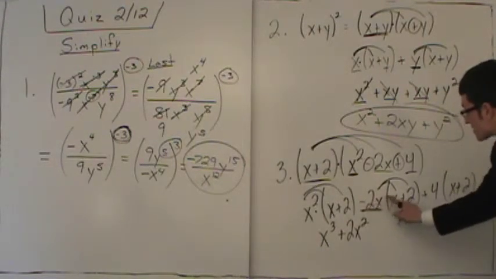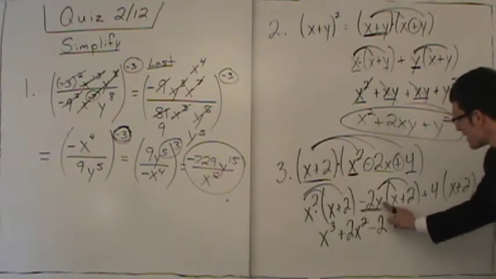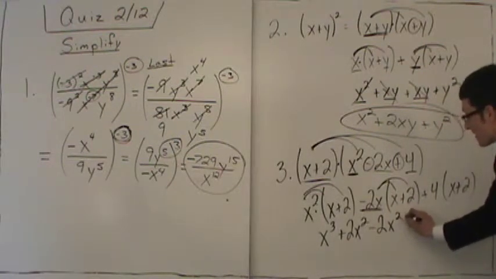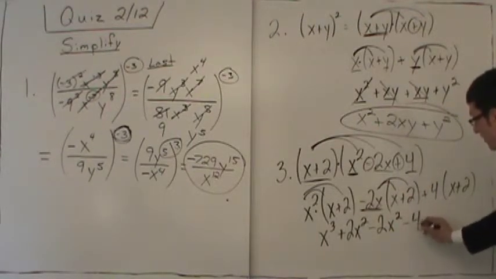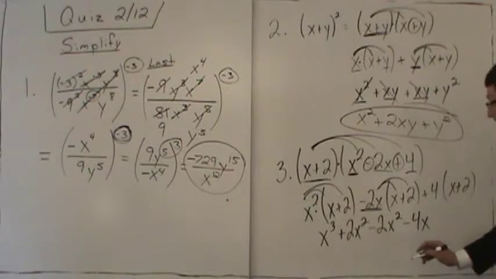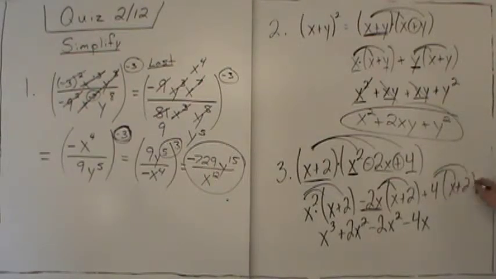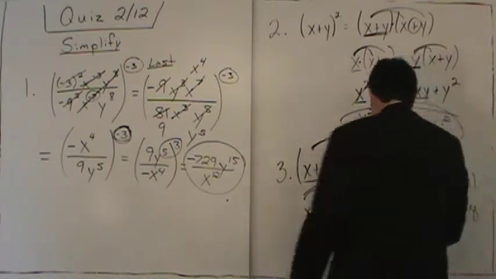So negative 2 times x is negative 2x squared. Now, negative 2x times 2, take the negative 2 times 2, we get negative 4, and put the x after. Okay, so negative 4x. Now take the 4, distribute. 4 times x is what? 4x. And 4 times 2 is 8. Notice, we are done multiplying.